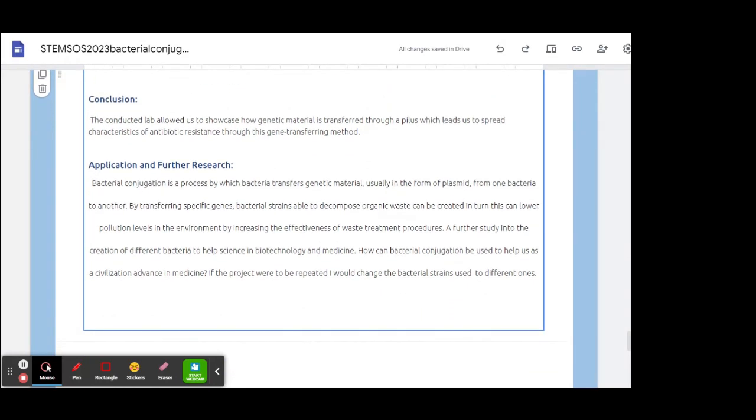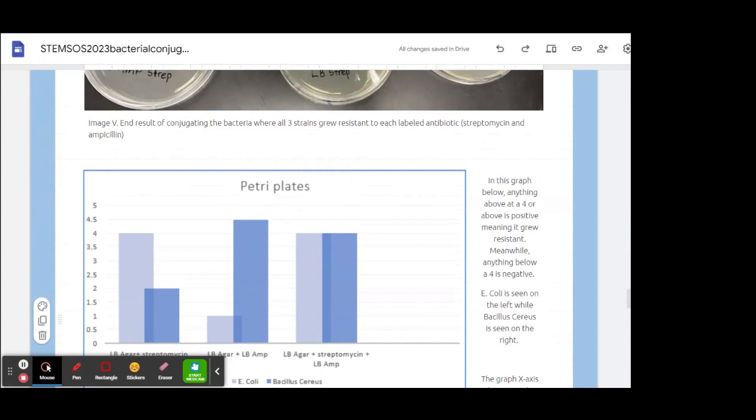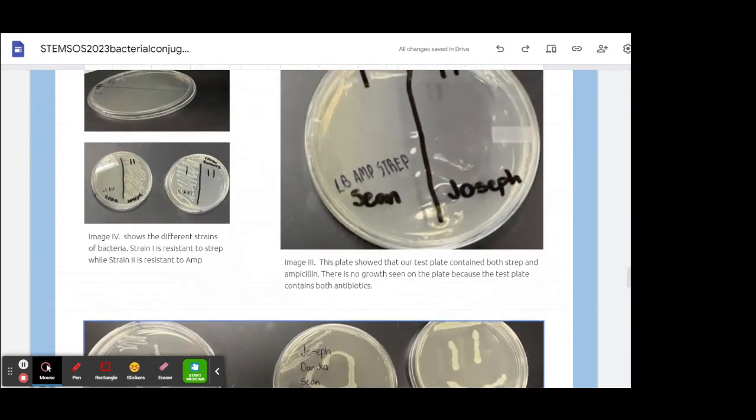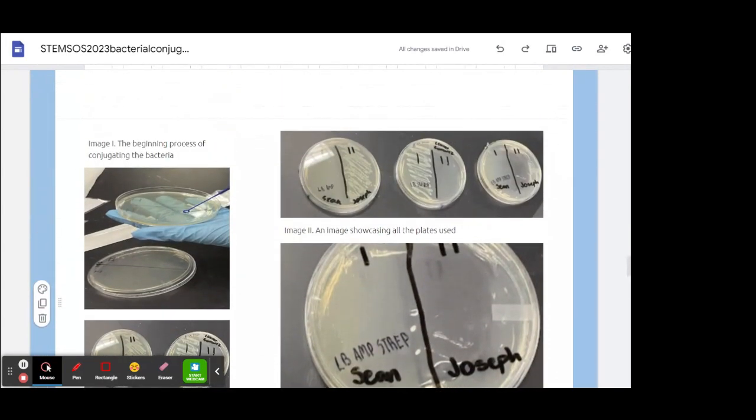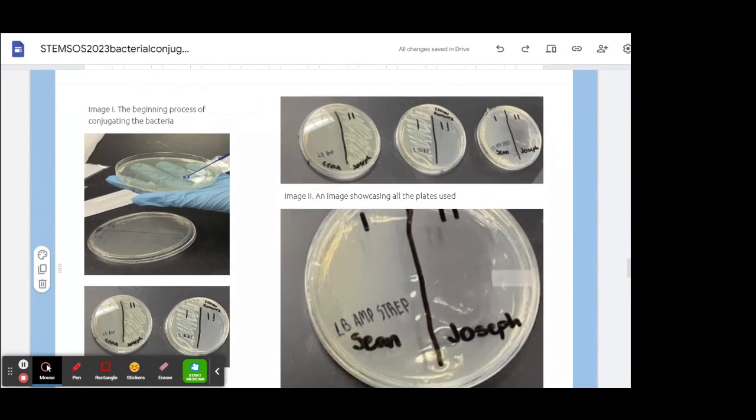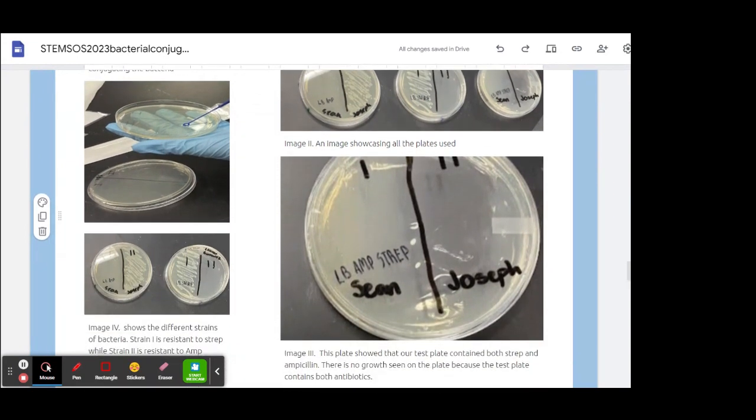The conducted lab allowed us to showcase how genetic material is transferred through a pilus, which leads us to spread characteristics of antibiotic resistance through this gene transferring method.